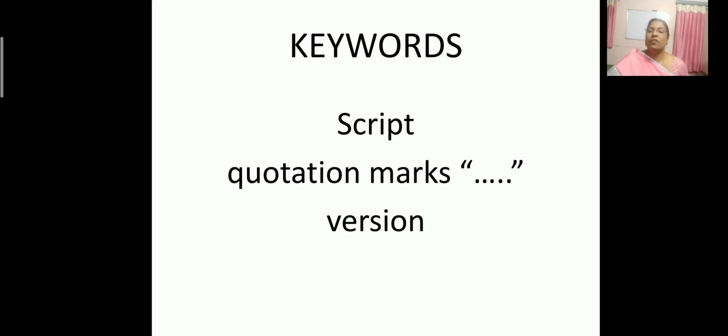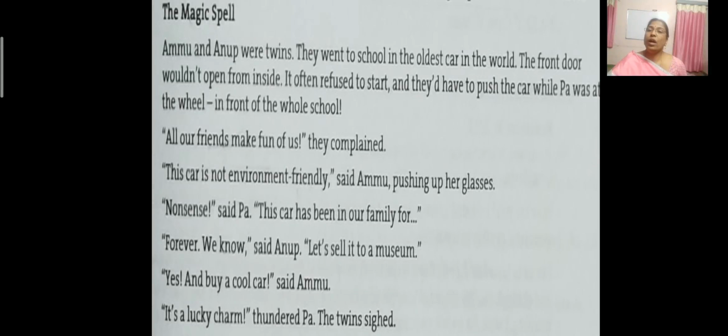The next word is version. Version means here we are going to deal with stories as well as plays. So what is the version of stories and plays? Here we will come to know the similarities and the differences in stories as well as plays. Now we are going to learn how scene description and dialogues are written in stories and plays.